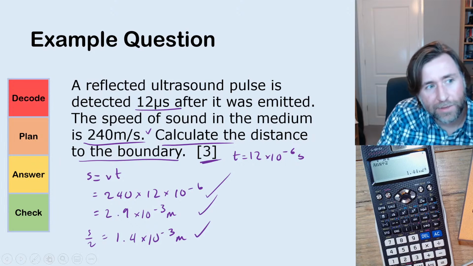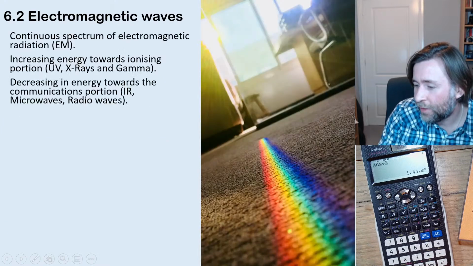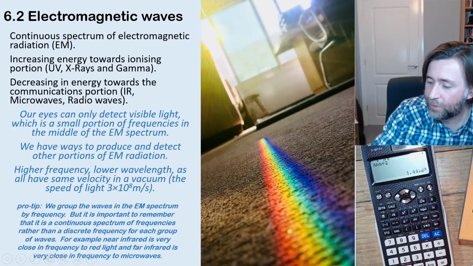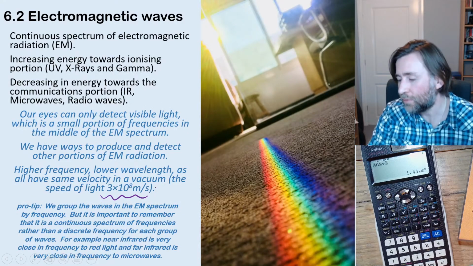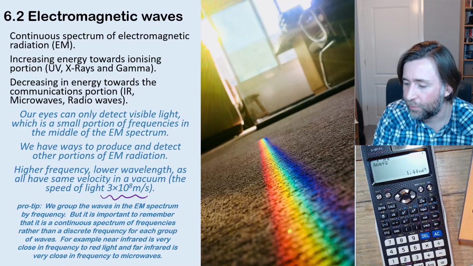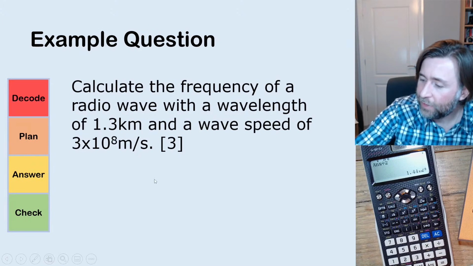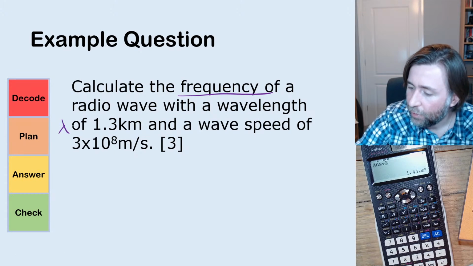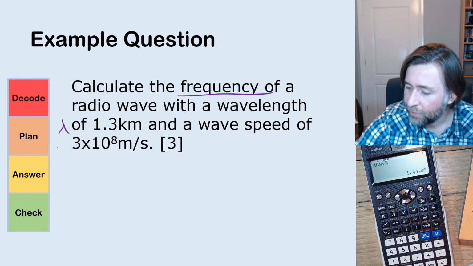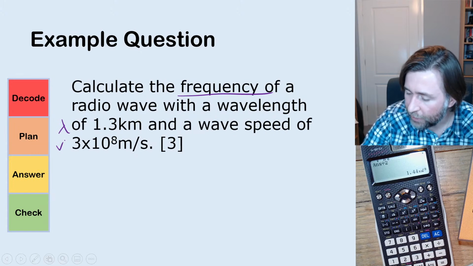Okay, next one, EM waves. Just to say that this is an example where the speed is 3 times 10 to the 8, the speed of the wave. So I wanted to give you one calculation example using EM waves. Calculate the frequency of a radio wave with a wavelength lambda of 1.3 kilometers and a wave speed v of 3 times 10 to the 8.